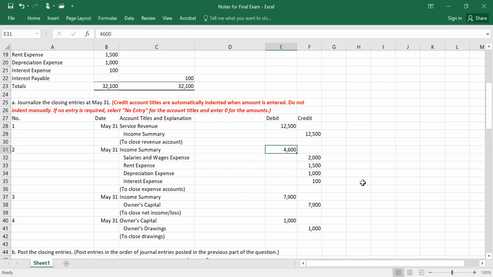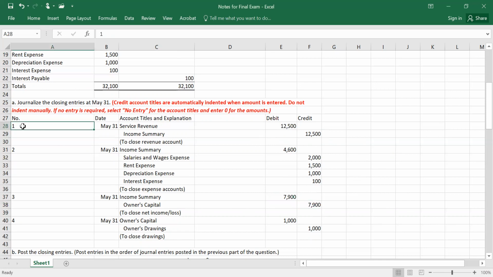Next, we need to close the net income. If you check, the 12,500 minus 4,600 is going to be 7,900. We're going to debit income summary for 7,900, credit owner's capital for 7,900, and that's how we close out the net income or loss. I forgot to mention the numbers.